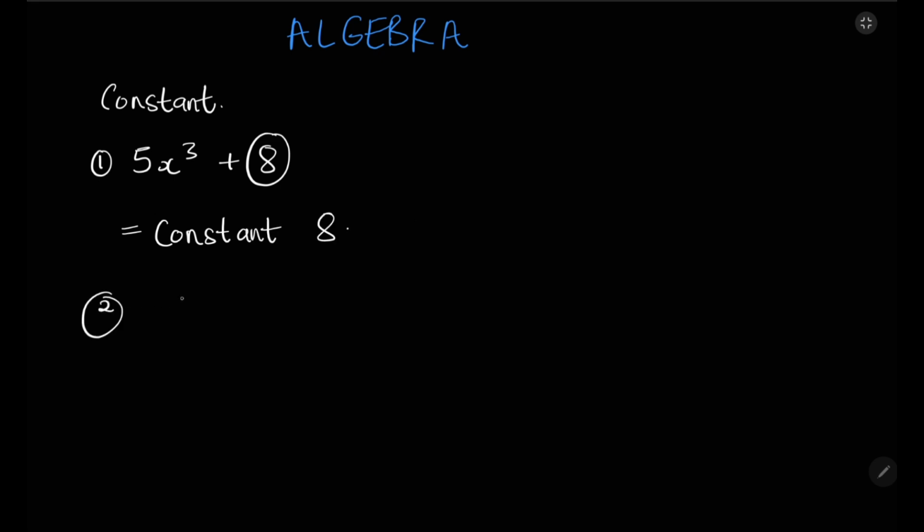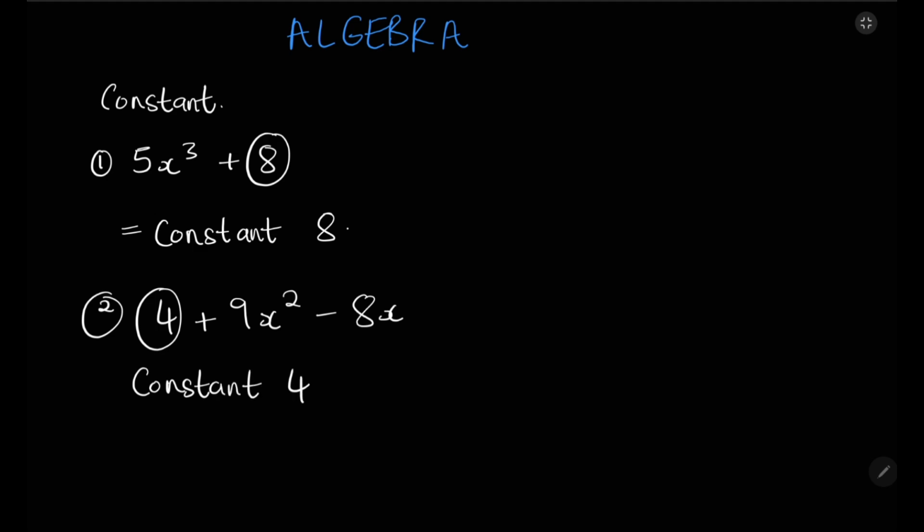Let's try the second example. Let's say we have 4 plus 9x to the power 2 minus 8x. Which one is a constant? 4, because it doesn't have a variable. It'll always be 4.